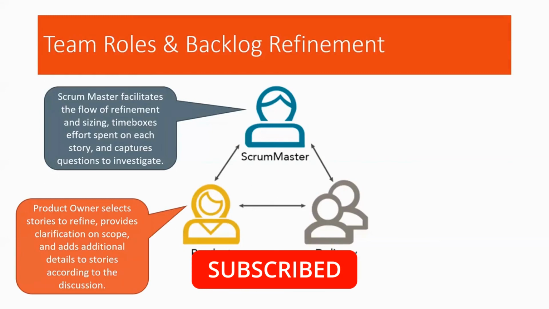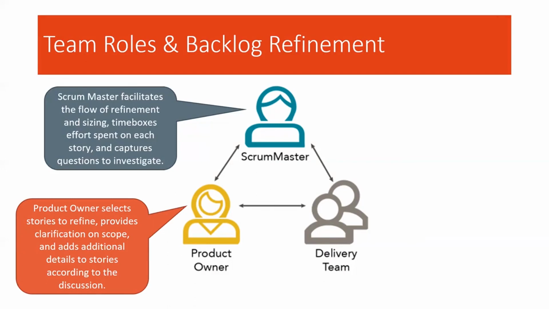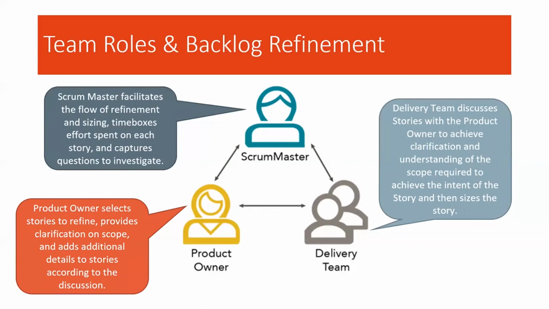The product owner is driving which stories we're going to be refining in each session. They'll be providing clarification on the scope of the story and adding any additional details based on the discussion they have with the team. And our delivery team is going to discuss stories with the product owner to gain clarification of understanding of the scope of the user story, as well as the intent that we're trying to achieve. They will also size the user story to represent the effort required to complete this piece of work.